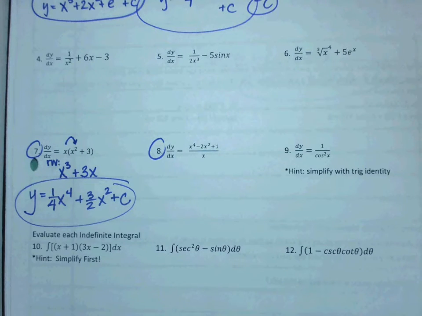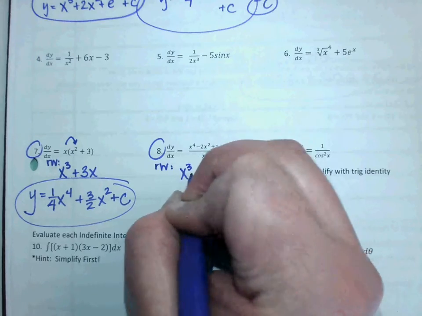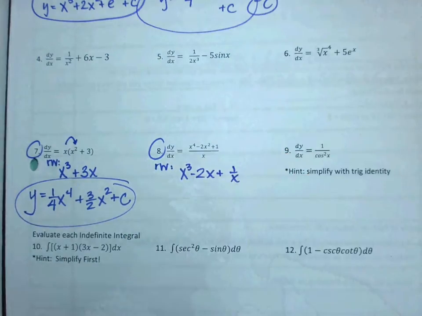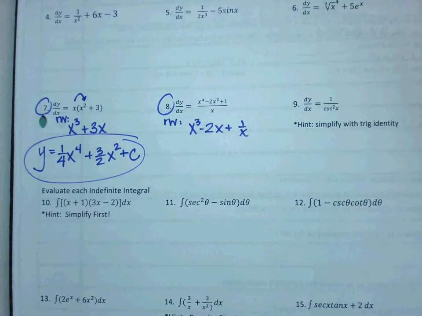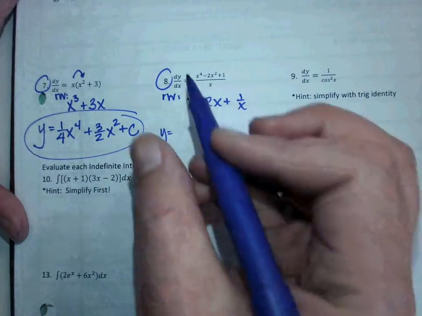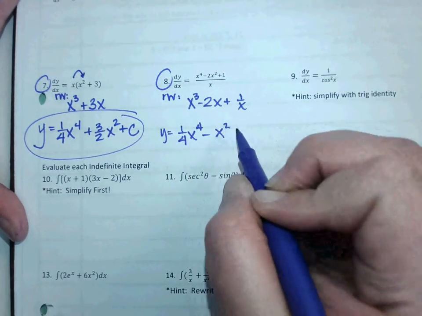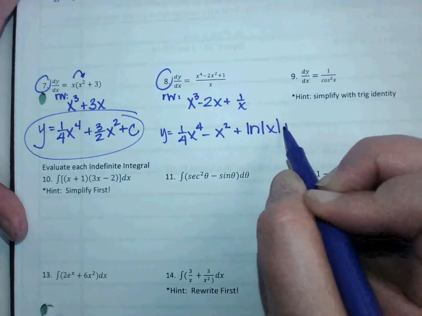Alright, this one, you have to do a rewrite. What is it? Divide each term by x. x cubed minus 2x plus 1 over x. Yeah, because it's a special ln. So I'm not going to write that as an x to the minus 1. I'm going to use my special rule. So first term would be what? 1/4 x to the 4th minus, plus ln absolute value x plus d.